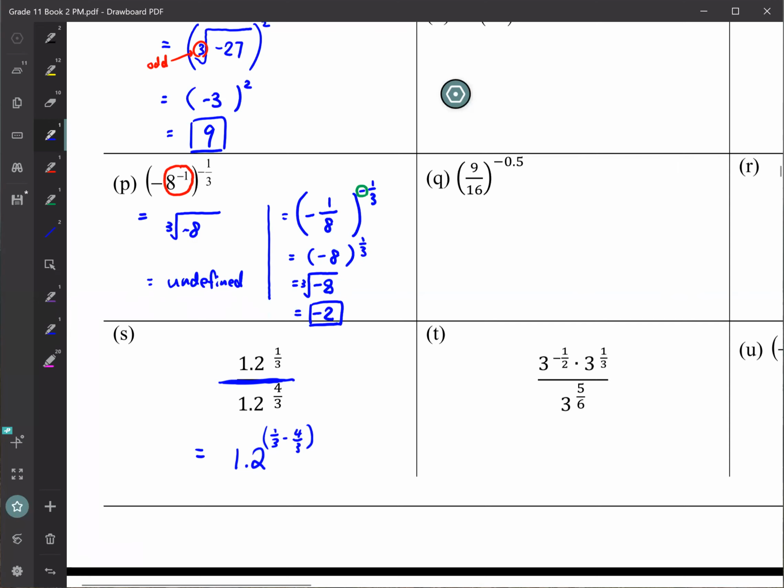Okay, when you divide the same base, the exponent needs to subtract. Can you continue and tell us what that equals? After subtraction, you get -3/3. Okay, and what is -3/3? You get the cube root of 1.2 and then bracket 3.